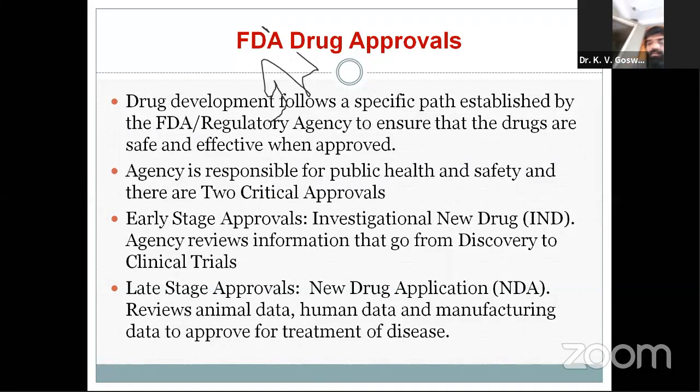And the late stage approval is a new drug application, where they review, just to put you into perspective, when we're talking about a new drug application, it's at least 1,000 pages, which includes the animal data, human data, manufacturing data. So the manufacturing data means manufacturing of the drug product, drug substance, and also the testing, specifications, labeling, and everything. So it plays a major role in the whole approval process. And once the NDA is approved, we are free to launch the product in the market.